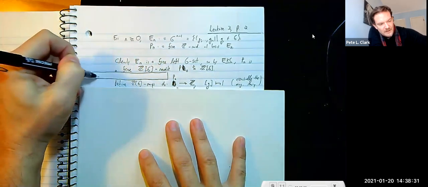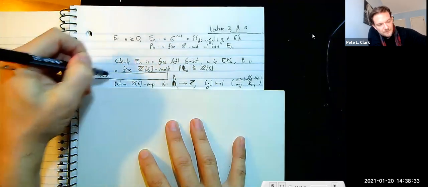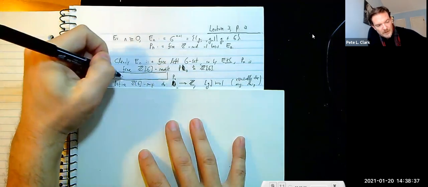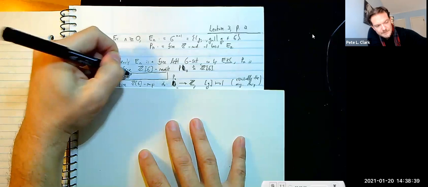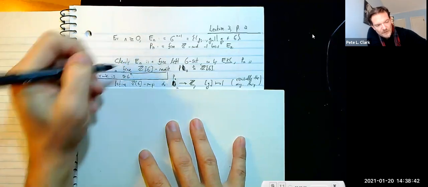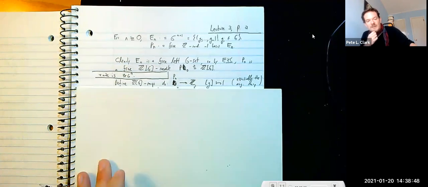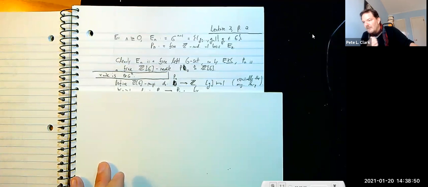So the rank is the cardinality of G to the n. Which is whatever, but when n equals 0, that's certainly 1. And so therefore P0 is isomorphic to the group ring itself.